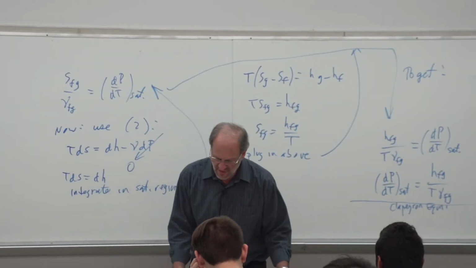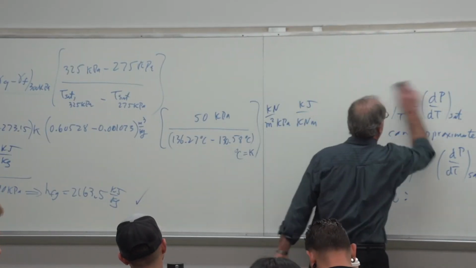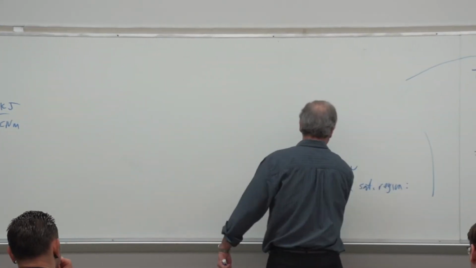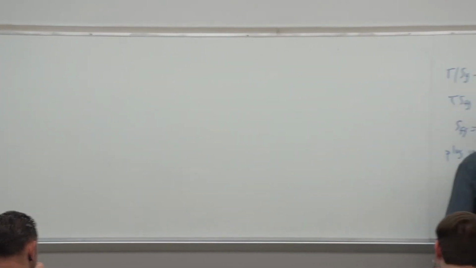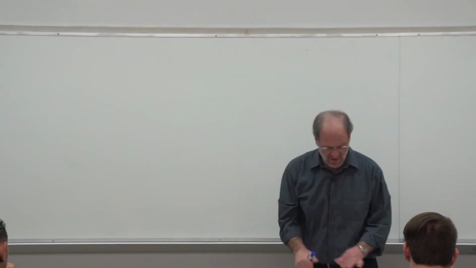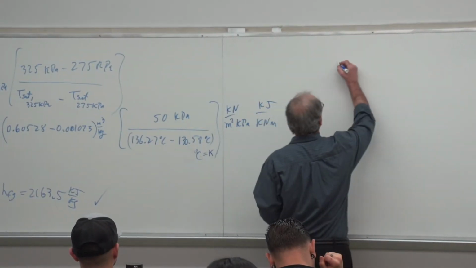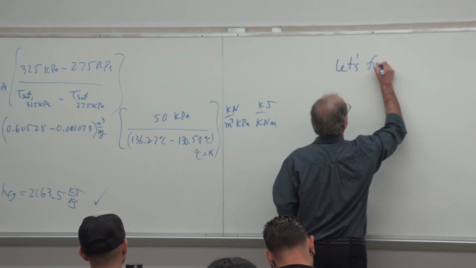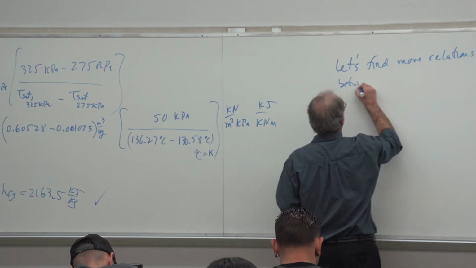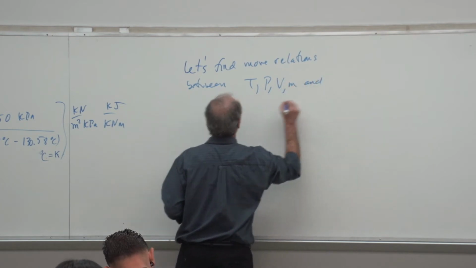Well, let's find some other relationships. Now, again, we understand that we're trying to find relationships for properties that are not measurable. So what could we do? What else could we do that we haven't yet done? Well, let's go back to the general statement. So let's find more relations between the measurable and the unmeasurable.